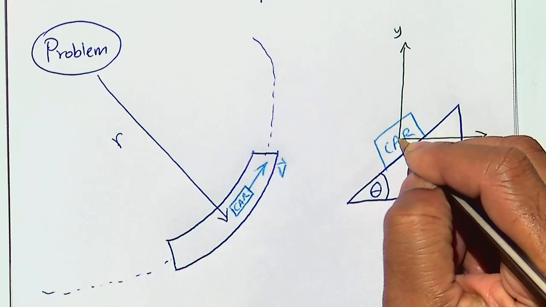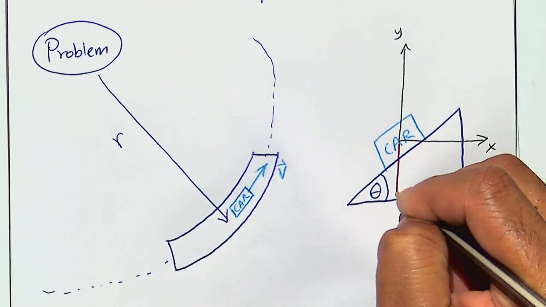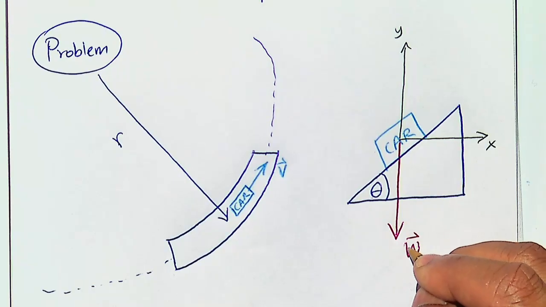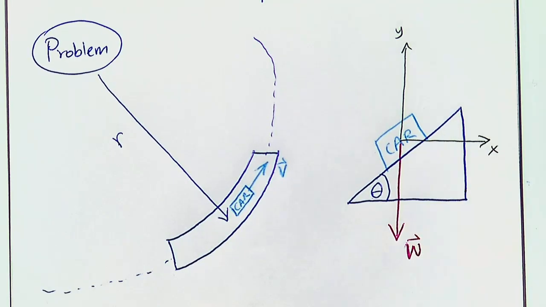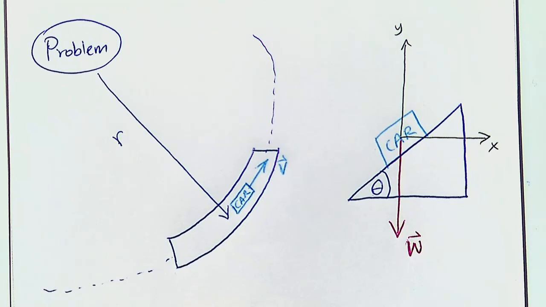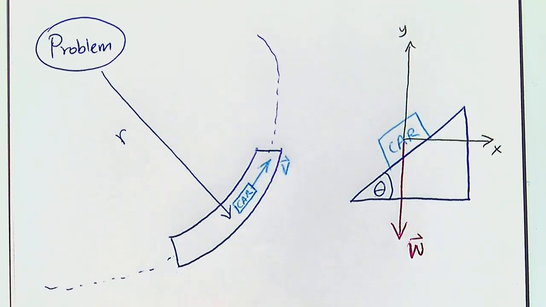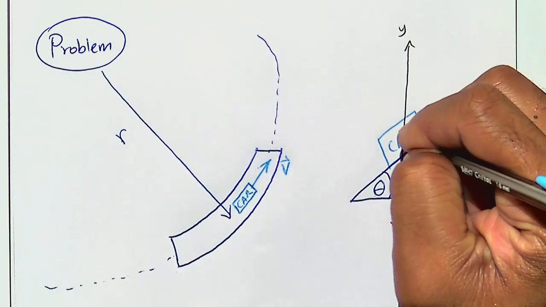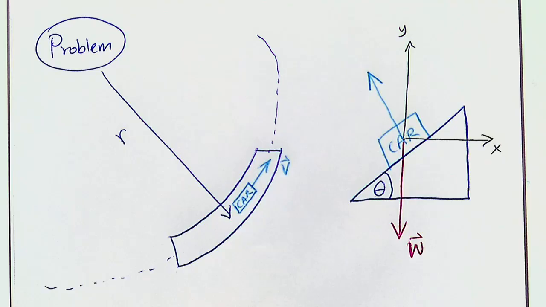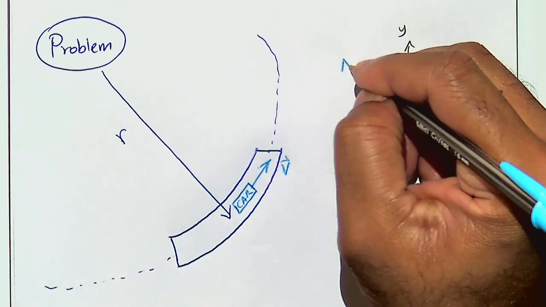So one of the good ones to start with is the weight of the car, force due to gravity, right? That was a good one to start with. It's towards the center of the earth, right? That's where it points. We have a normal force, right? The surface of the road pushes perpendicular to it. We have a normal force.